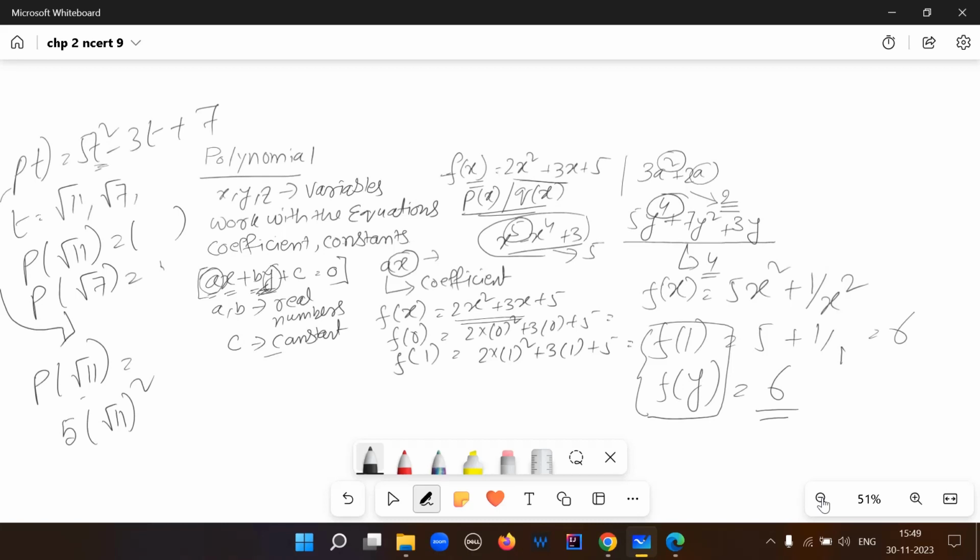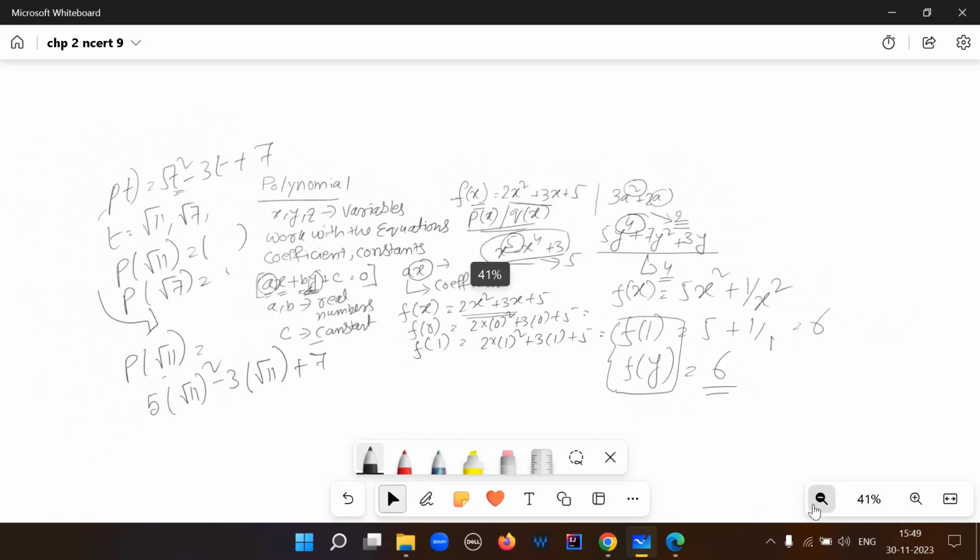It's a polynomial in t, and t takes the value root 11. That's why it is 5 into root 11 square minus 3 into root 11. Don't be anxious about whether it is root 11 or root 7. What is the procedure? Go and follow it. Just that. Okay.